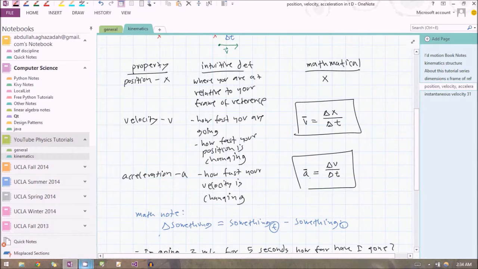Similarly, your average acceleration is basically how much your velocity changed, so your final velocity minus your initial velocity, over how long it took to make that change. And we define that as your acceleration. So intuitively, you can think of acceleration as how fast your velocity is changing, and you can think of velocity as how fast your position is changing. But then we came upon the problem of having different velocities or different accelerations at different points in time.